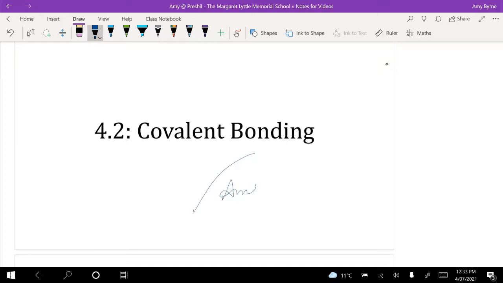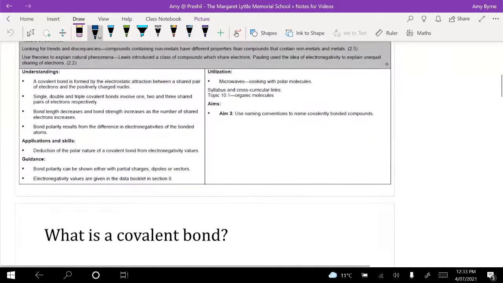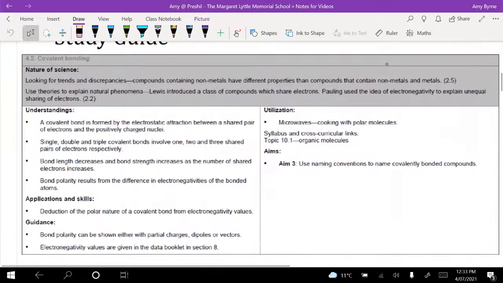Today we are looking at 4.2, which is covalent bonding. So we are going to talk about what covalent bonds are and how they're formed. We're going to talk about single, double and triple bonds, bond length and bond strength, and bond polarity.